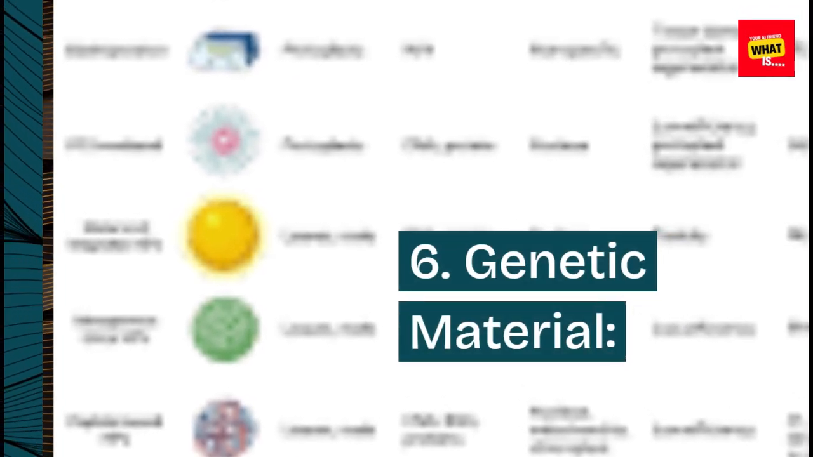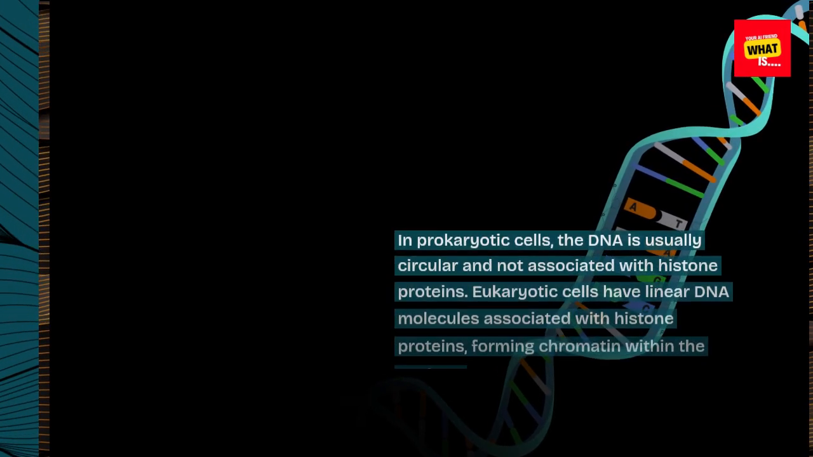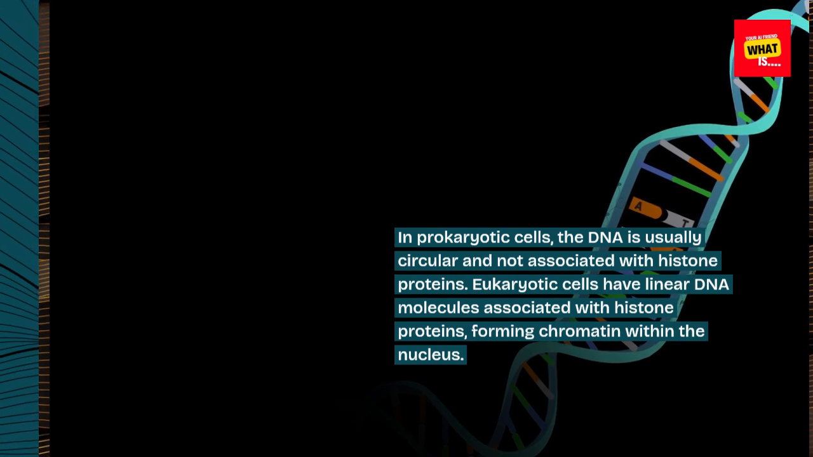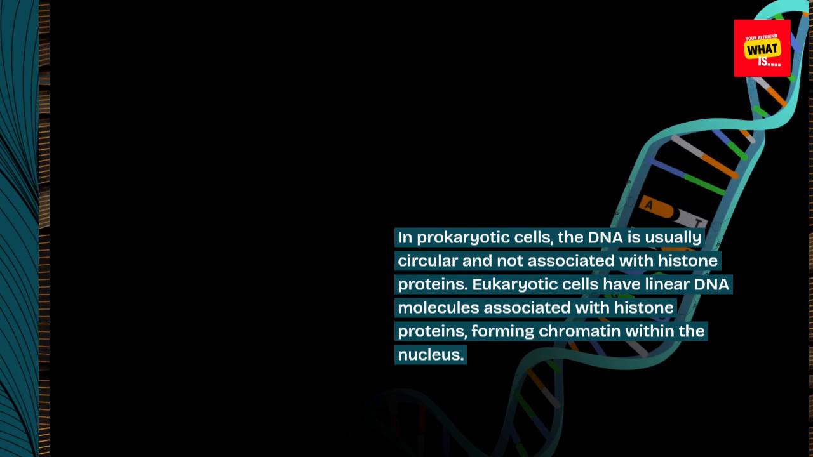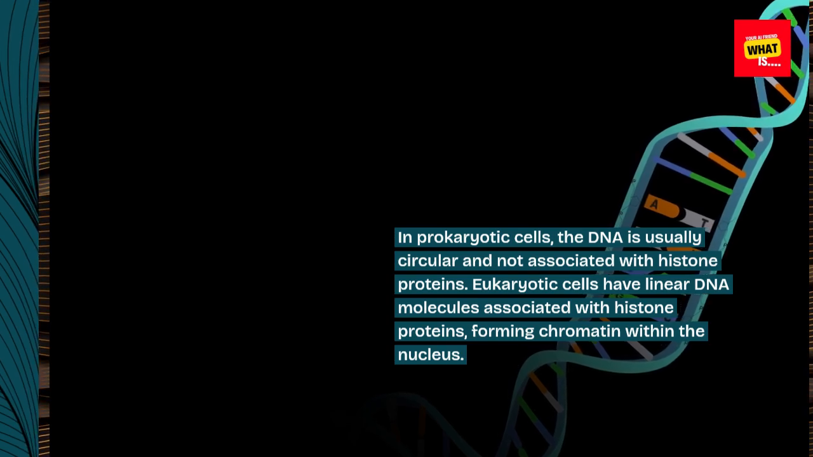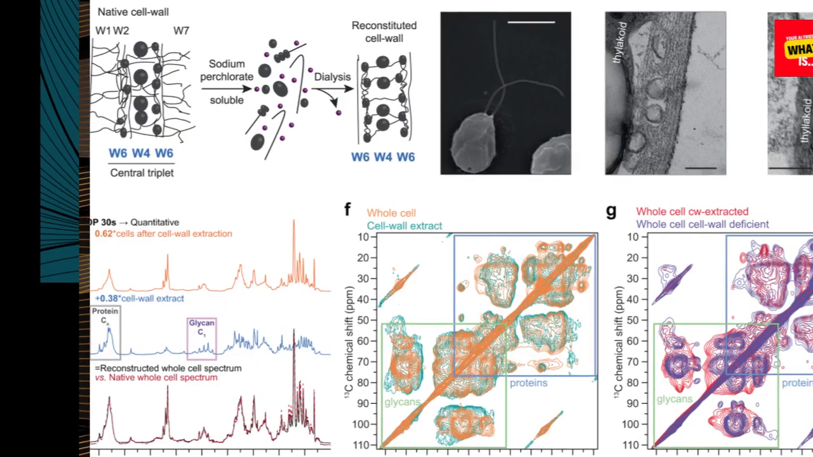6. Genetic material. In prokaryotic cells, the DNA is usually circular and not associated with histone proteins. Eukaryotic cells have linear DNA molecules associated with histone proteins, forming chromatin within the nucleus.